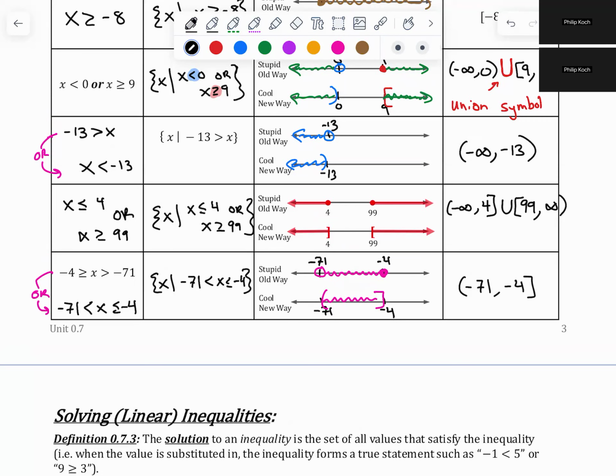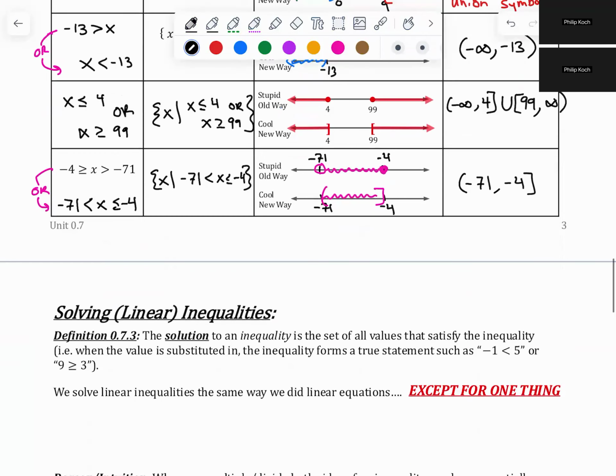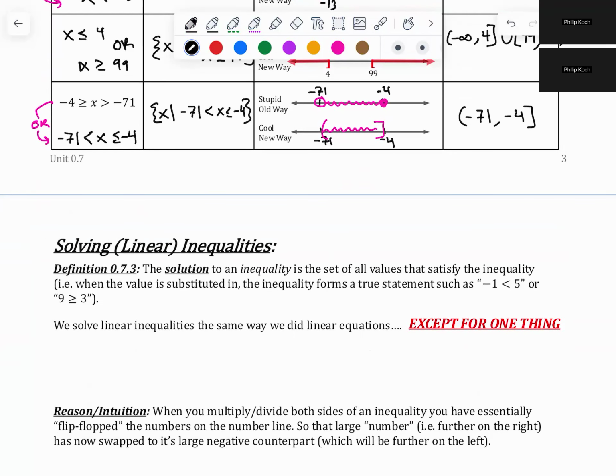I want to do one thing here because I want to get us the intuition for this last statement so we can ponder it a little bit more. A solution to a linear inequality is very similar to the solution of an equation. It's just a number that when substituted in creates a true statement. Like -1 is less than 5, that's a true statement. Or 9 is greater than or equal to 3. Or 0 is less than or equal to 0, that's also a true statement, because 0 is equal to 0, so it's of course less than or equal to 0.